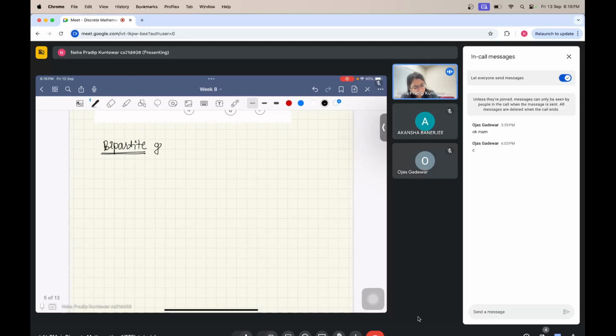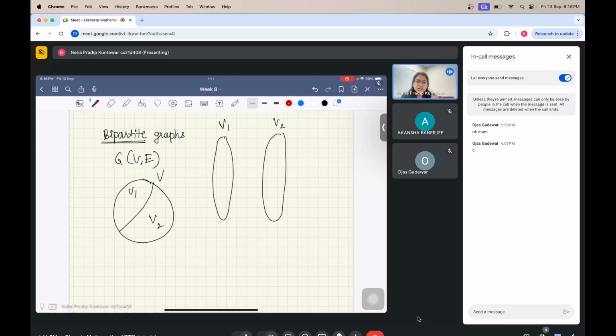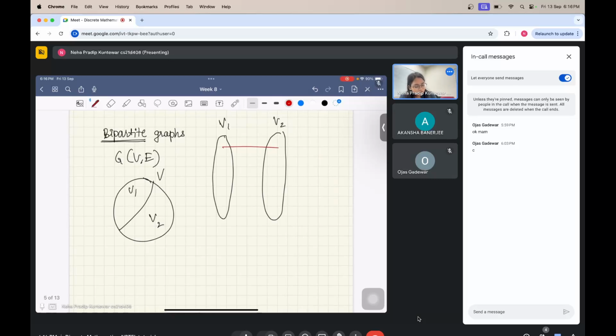So what do you mean by bipartite graph? Given a graph G(V, E), if you can partition the vertices into two sets, let's say V1 and V2, which I'm just drawing here, and now you draw the edges across them. If you look at any edge in the graph, those edges just go from V1 to V2 or V2 to V1 in case it is directed. But it cannot be that there is a vertex here and a vertex here and they are connected by an edge. So all the edges would look like this.